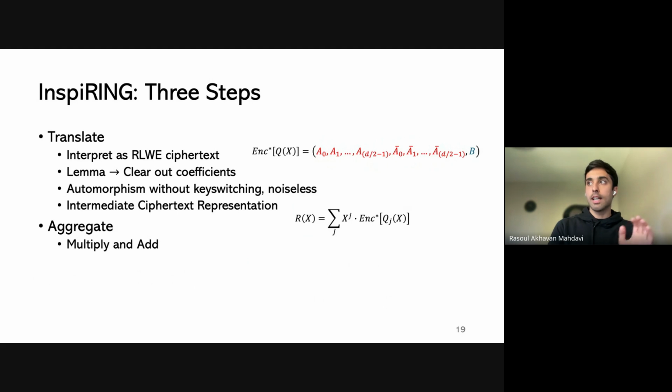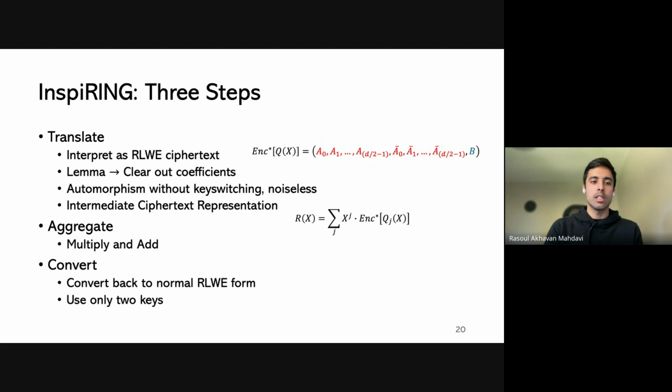So the last step is, okay, now we just need to go back to the original LWE format because we don't want to stay in this intermediate representation. Right now the only problem is we essentially need to key switch from this intermediate representation back to the original format. But if we did this naively, we would need a lot of keys to perform all of the necessary key switchings. So here we're going to show how to use only 2 keys to perform all of the necessary key switchings to go from the intermediate representation back to the original RLWE format.